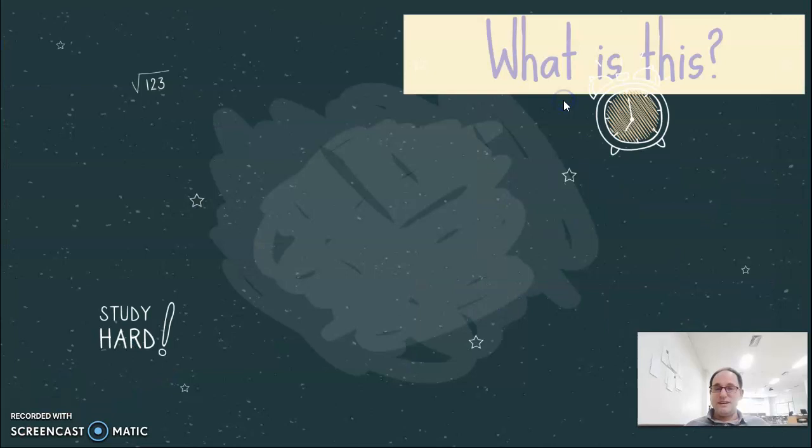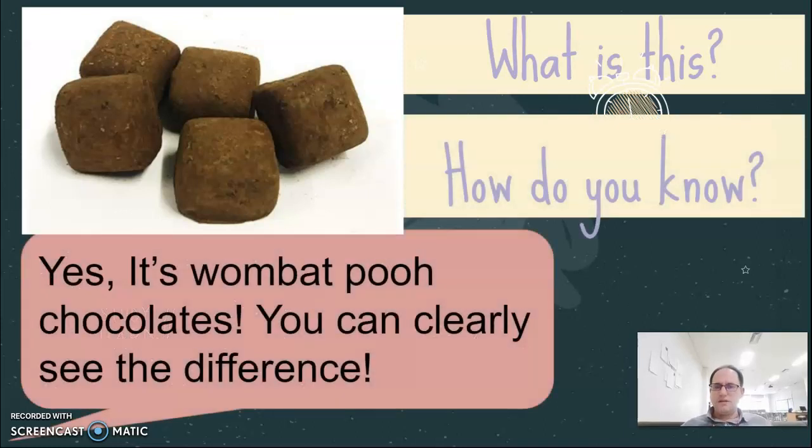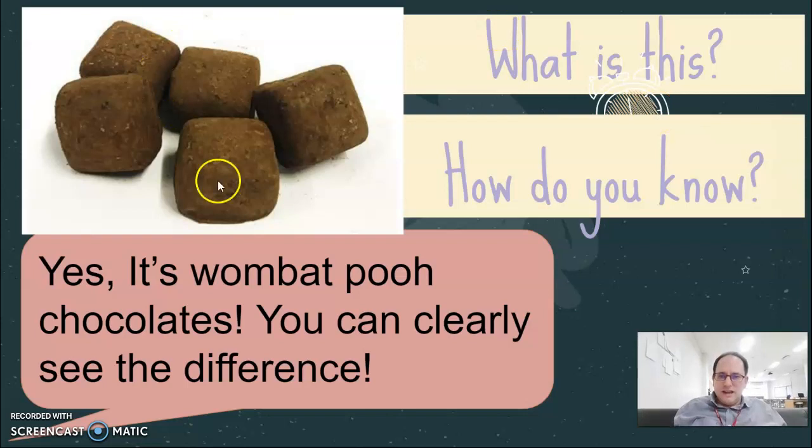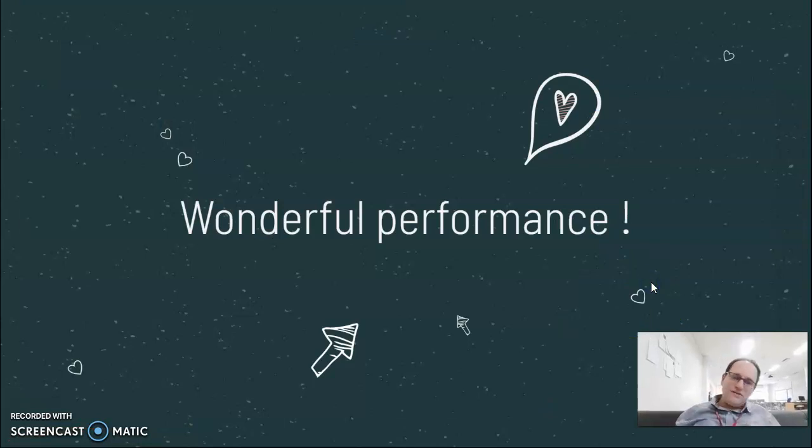Let's move on. Now, what is this? Oh no, not again. Did I make a mistake? How do you know? Yes, it's wombat poo chocolates. You can actually buy these online. But I don't know in Korea, definitely in Australia. And you can clearly see the difference. That's how I know why. Look at this. It looks much different than the previous picture of the wombat feces. So here you have the wombat poo chocolates. Now, let's move on.